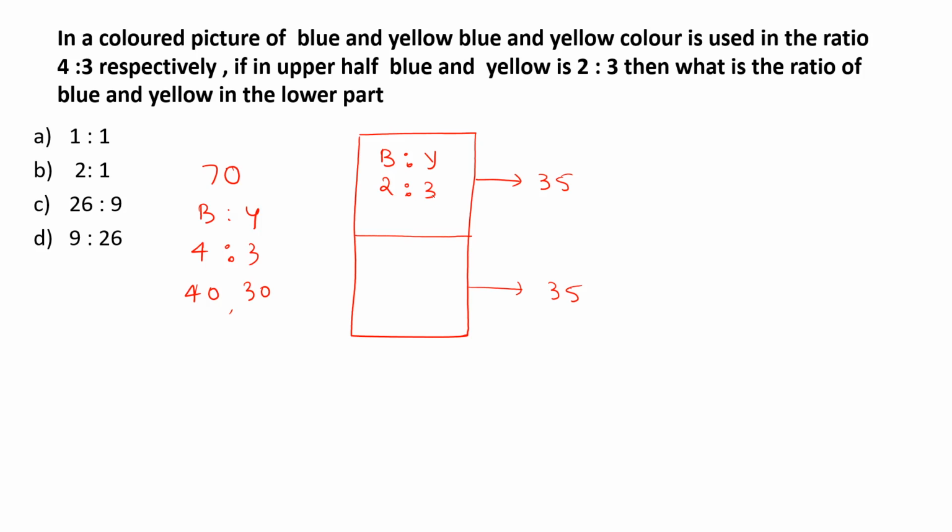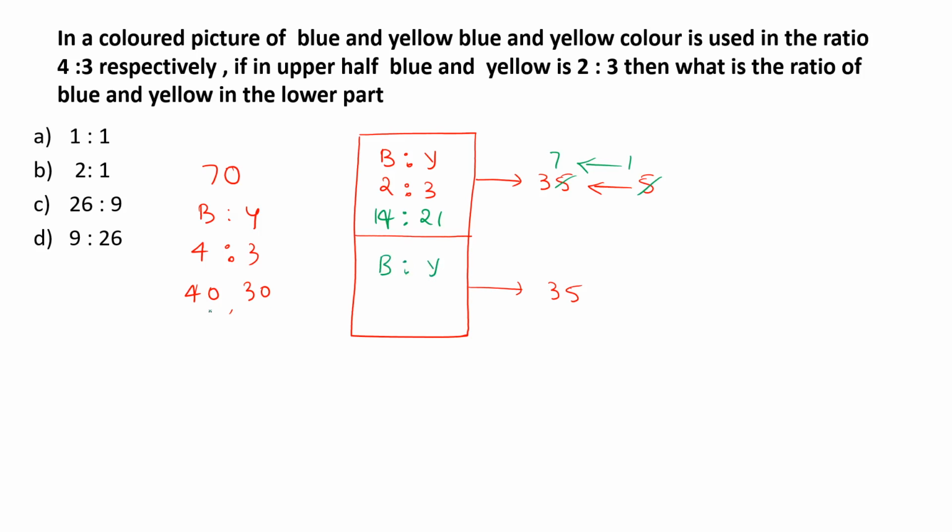The value of 2 plus 3 is 5. When 5 is equal to 35, then the values of those 2 and 3 would be 14 and 21, when the value of 1 unit would be 7 units. Okay. And we need to find the values of the blue and yellow in the lower portion.